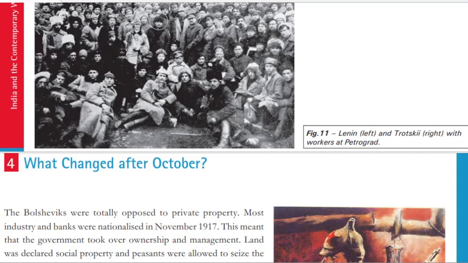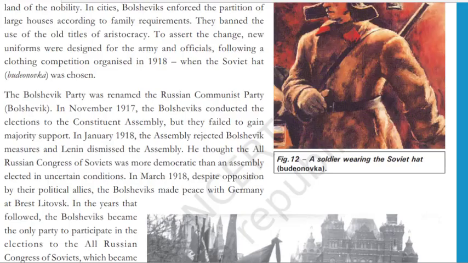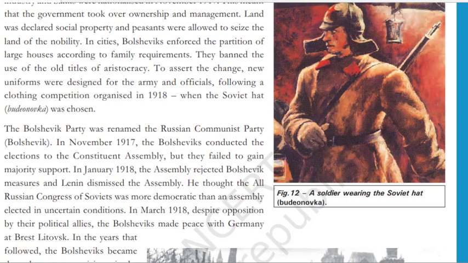4. What changed after October? The Bolsheviks were totally opposed to private property. Most industry and banks were nationalized in November 1917. This meant that the government took over ownership and management. Land was declared social property and peasants were allowed to seize the land of the nobility. In cities, Bolsheviks enforced the partition of large houses according to family requirements. They banned the use of the old titles of aristocracy.